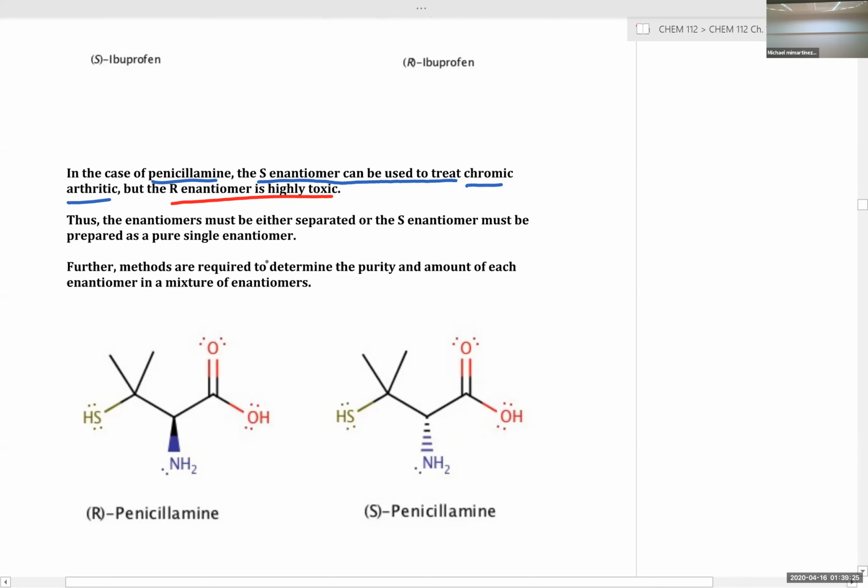So we do need to be able to accurately assign and determine whether something is the R or S enantiomer, and we need to be able to determine the purity of our mixtures of enantiomers. So key features we want to take away from this: there's a need to separate enantiomers, or to prepare enantiomers as single pure products. Further, we need methods to determine the purity and amount of each enantiomer in a mixture. And for that, we can use optical rotation.